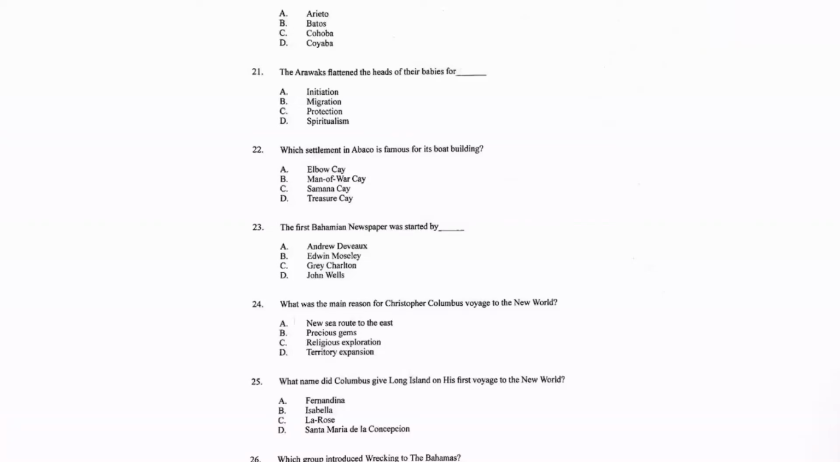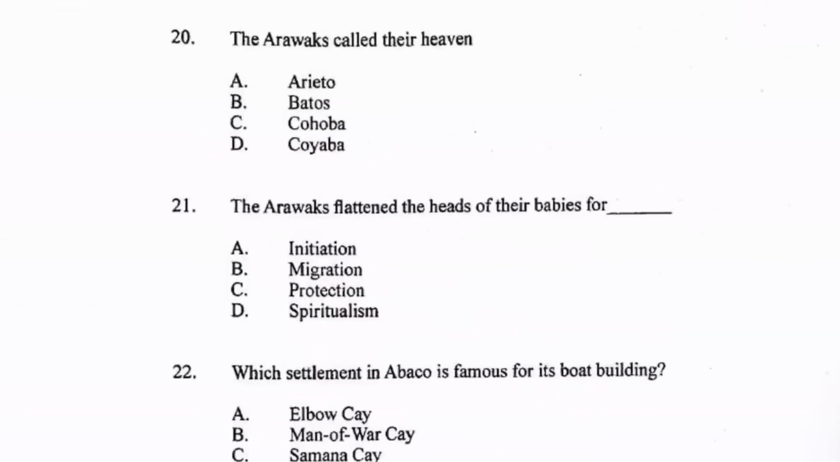Number 20, the Arawaks called their heaven. What did they call their heaven? Which of those? Arieto, Batos, Cohoba, or Koyaba? We're getting D's and B. We're getting Koyaba and Batos. The answer is D, Koyaba.